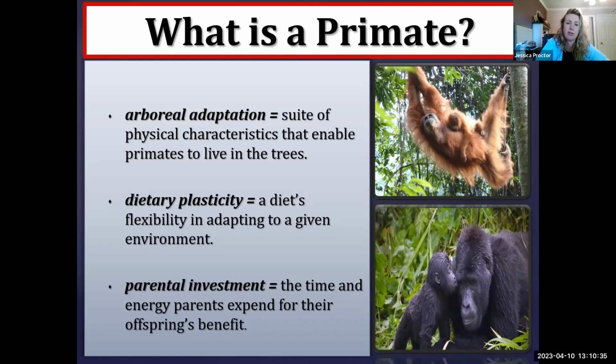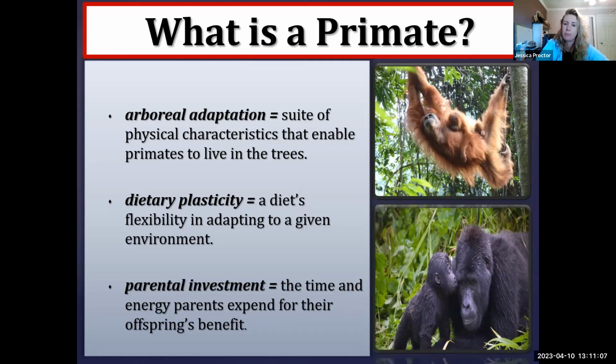Arboreal adaptation is the suite of physical characteristics that enable primates to live in trees. Primates have various forms of locomotion. Some use their arms mainly to swing from branch to branch. Some walk on all fours on limbs. Some vertically cling and leap. Some are knuckle walkers, and some are bipeds. That would be us. So we have a variety of different forms of locomotion, but we do have adaptations that allow us to be arboreal.